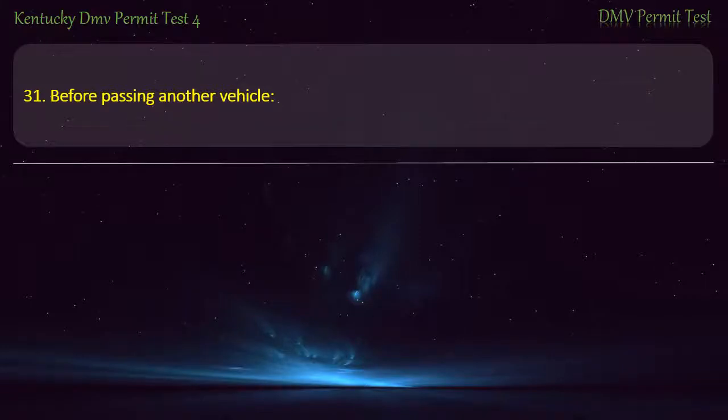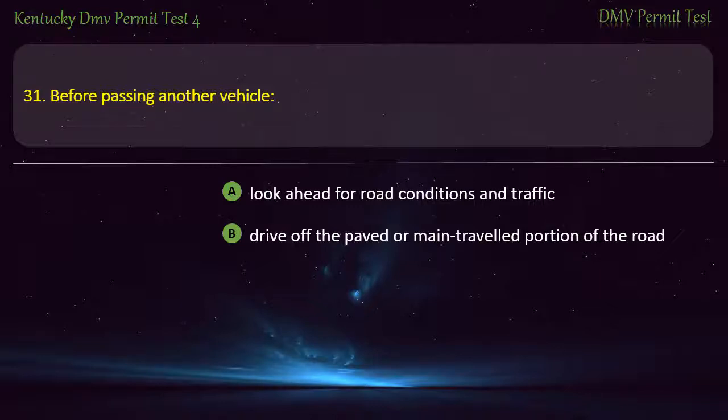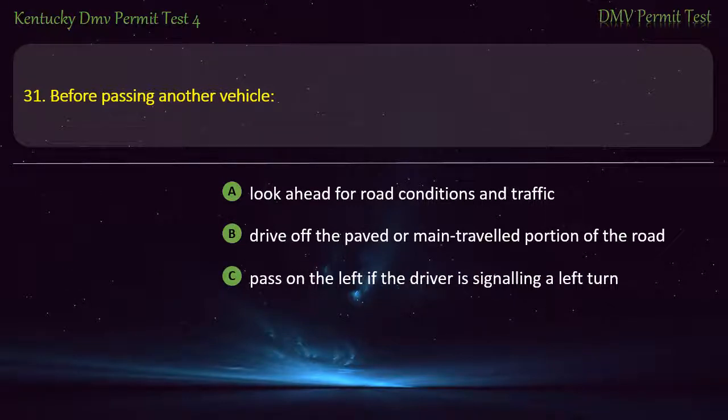Question 31. Before passing another vehicle. Look ahead for road conditions and traffic. Drive off the paved or main traveled portion of the road. Pass on the left if the driver is signaling a left turn. All of the above. Answer. Look ahead for road conditions and traffic.